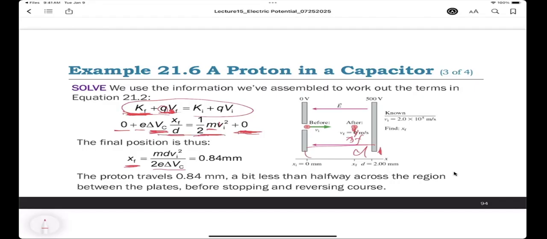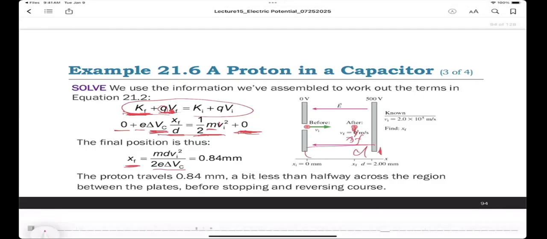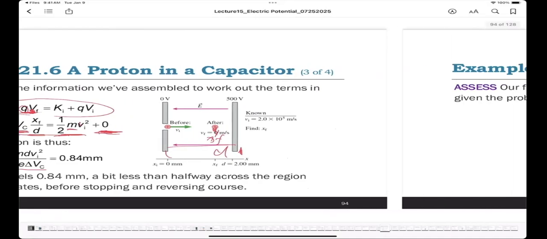Using this equation, it is 0.84 millimeter. The proton travels 0.84 millimeter, a bit less than halfway across the region between the plates, before stopping and reversing course. Does it make sense to you?